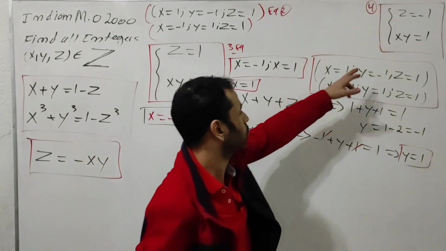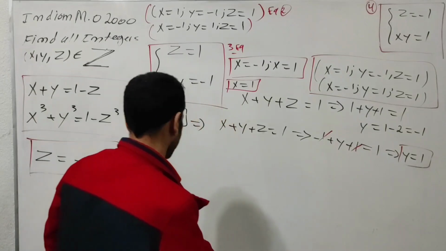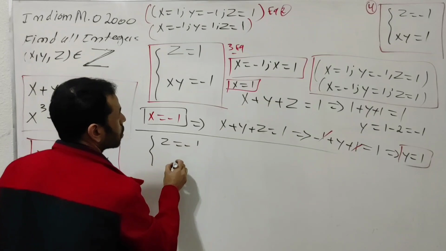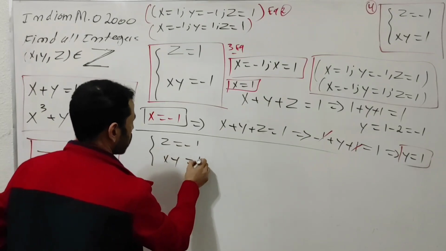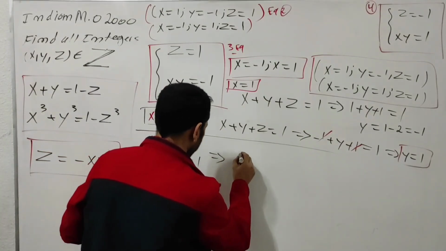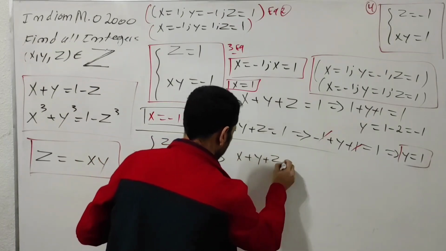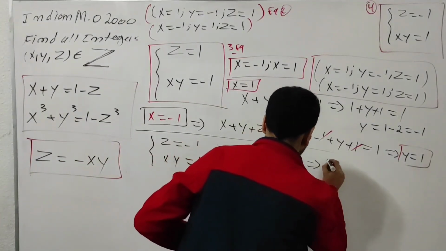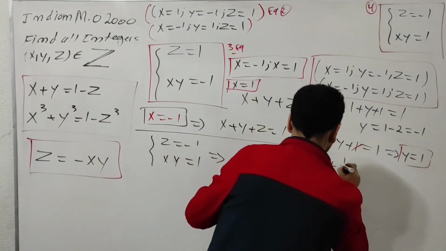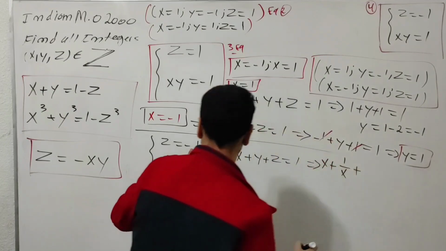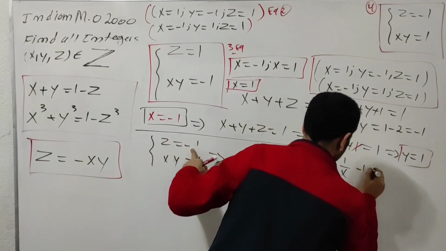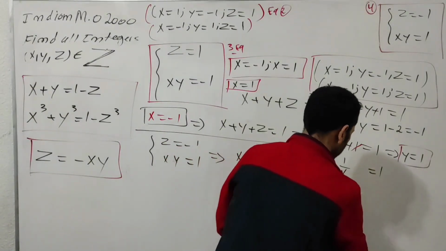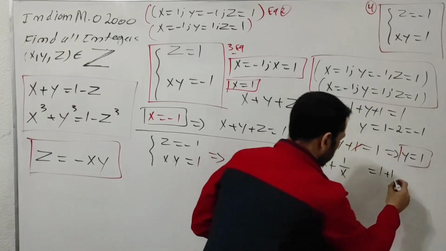Now I'm going to move over to equation number 4. In equation number 4, I have z equals minus 1 and xy equals 1. By using the original equation, x plus y plus z equals 1, I'm going to replace y with 1 over x. So I will get x plus 1 over x plus z, which is minus 1, equals 1. By moving minus 1 to the right hand side of this equation, I will get plus 1, which equals 2.